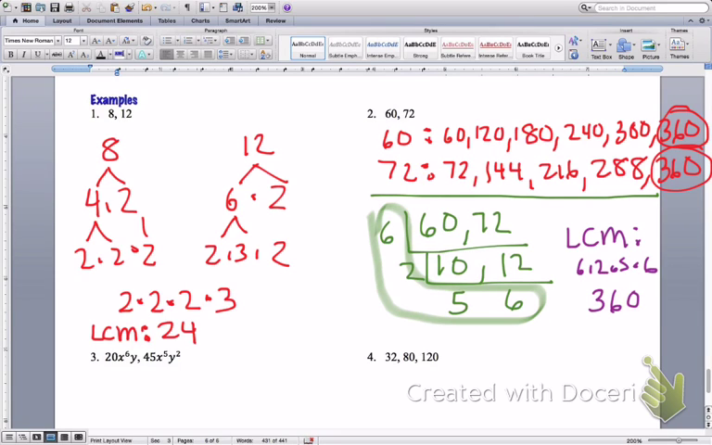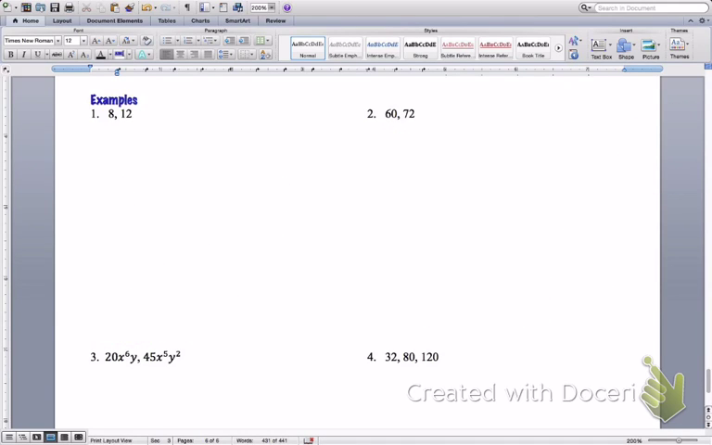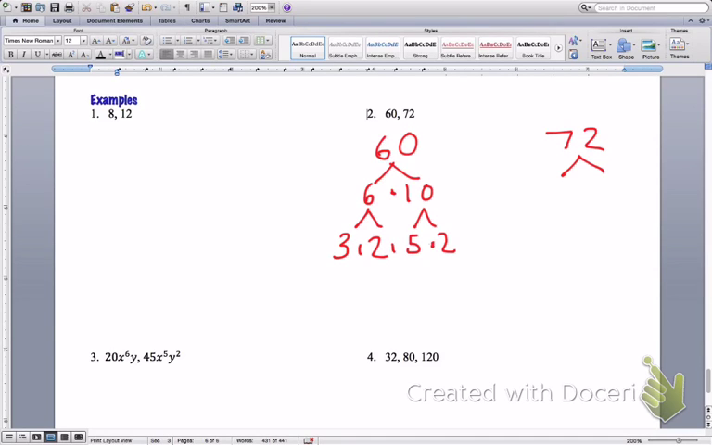Let's go ahead and see our answer in the last method, which is the tree method or factor tree method. So let's go ahead and do our trees for 60 and 72. We're going to start breaking these down. So again, this is going to be a slightly level tree. So let's go ahead and do our tree. So here we go. We have 3 times 2 times 5 times 2.